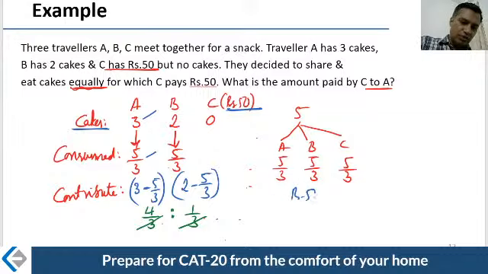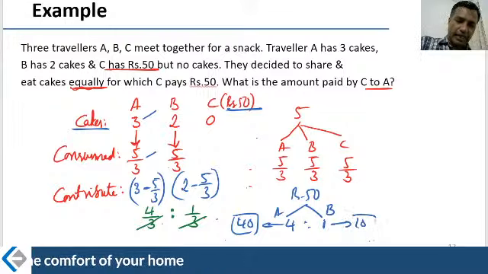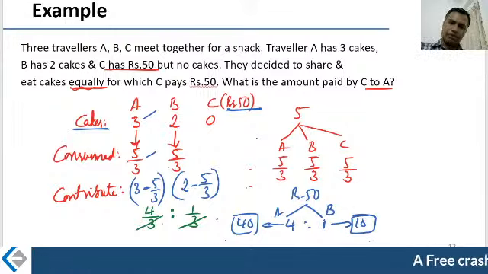Rupees 50 is going to be divided between A and B in the ratio 4 is to 1. So, therefore, A gets rupees 40 and B gets rupees 10. All right, B gets rupees 10. Simple. Now, a simple proposition.